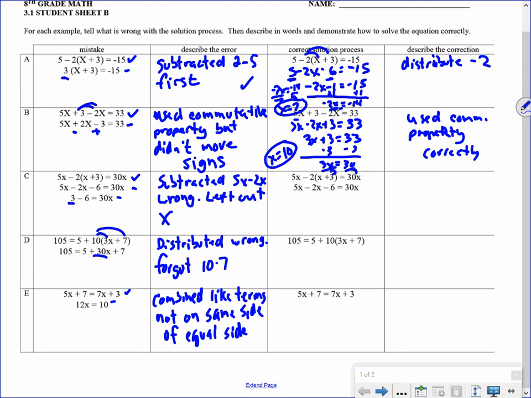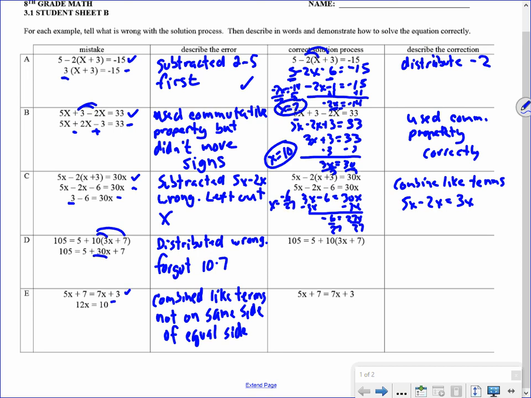All right, so what do we have to fix in C? Remember, in C, they subtracted 5x and 2x when they left the x out. Right, combine like terms correctly. Basically meaning 5x minus 2x has to equal 3x, right? So over here, this should say 3x minus 6 equals 30x. Now, what's my next step? I got to get the x's on the same side, right? What would be the best way to move it? Subtract 3x. And when I do that, I get -6 equals 27x. So when I divide by 27, x equals -6 over 27.